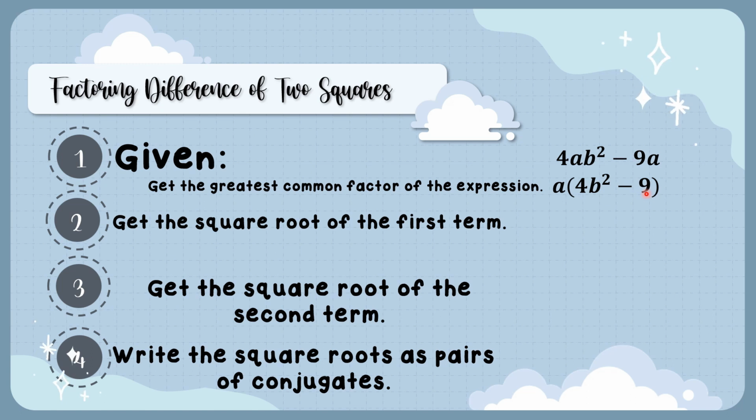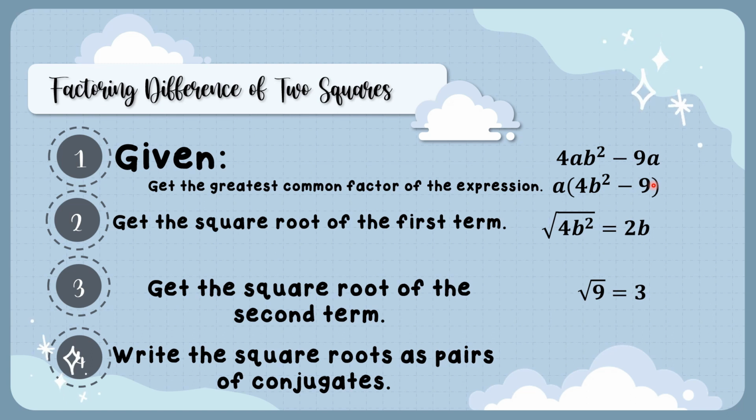let's proceed to step number 2. Get the square root of the first term. Our first term here is 4b squared. The square root of 4b squared is equal to 2b. And step number 3, get the square root of the second term. Our second term here is 9. And the square root of 9 is 3.